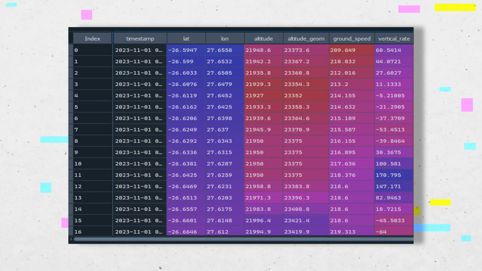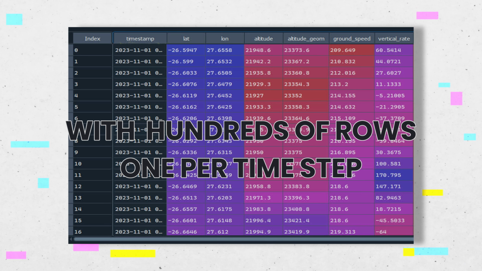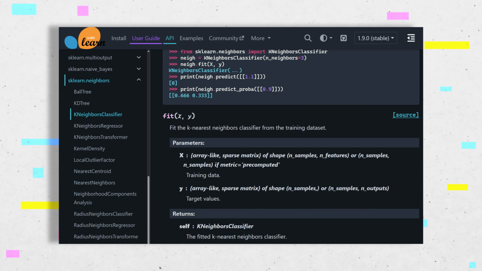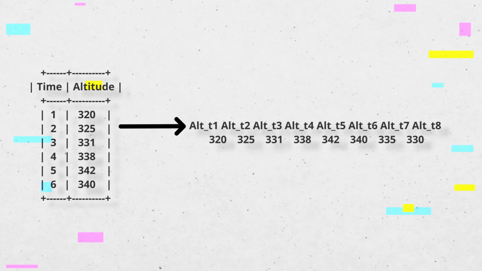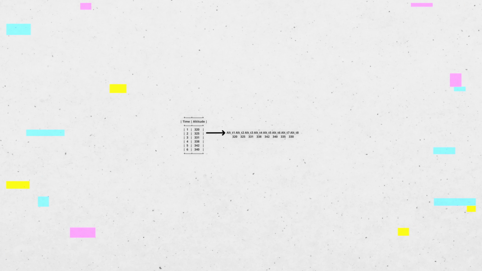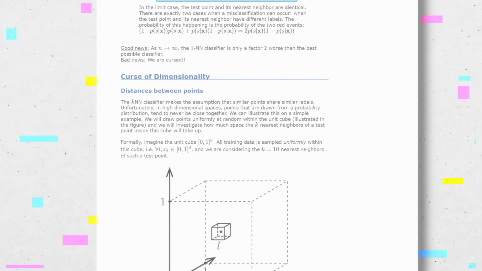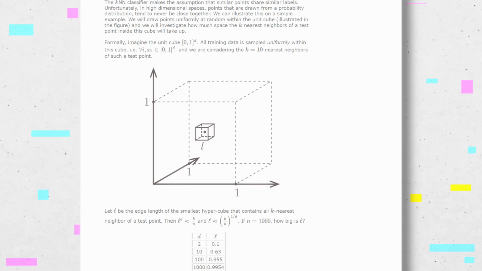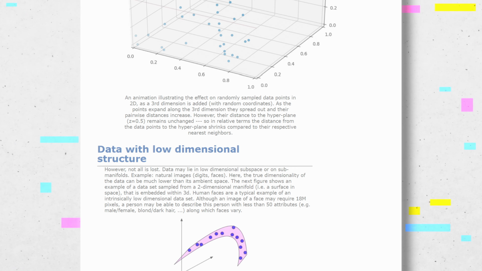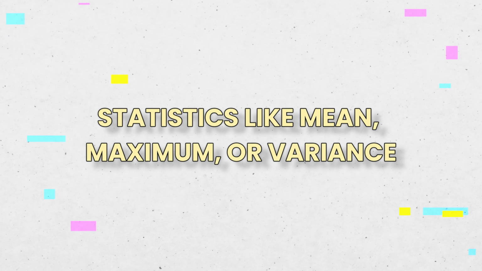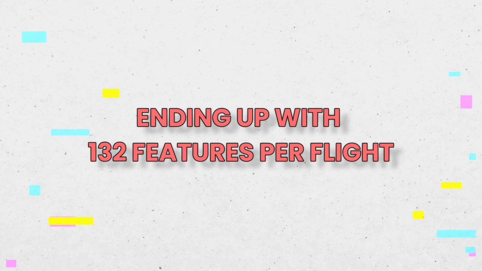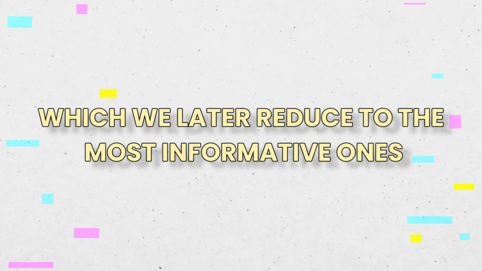The raw data for one flight is an entire table, with hundreds of rows, one per time step. The KNN model expects each row to be one flight and each column to be a feature. Keeping the raw time series would mean flattening each flight into thousands of features. A very high dimensional space, which is problematic for distance-based models like KNN. Instead, we summarize each time series into statistics like mean, maximum, and variance, ending up with 132 features per flight, which we later reduce to the most informative ones.